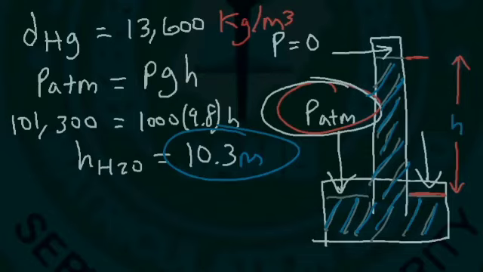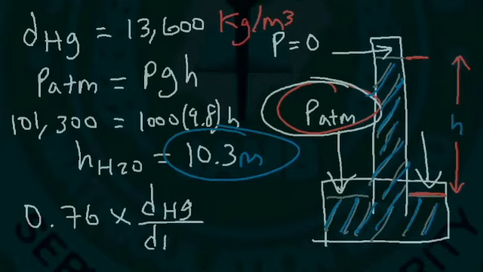Now remember, the height of the mercury column was 0.76. So if you take 0.76 and multiply it by the ratio of the density of mercury to the density of water, you will get this answer. 0.76 times 13,600 divided by 1,000 is equal to 10.3. So that's another way you can get the same answer if you know the density of one material and you want to find the height of the other material.